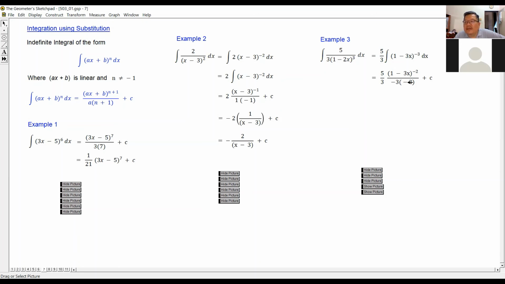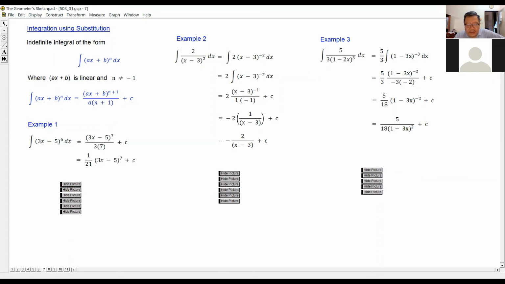So negative times negative will become positive. Negative times negative, positive 6. Positive 6 times 3, 18. The 5 here remains at the top. So you gather all the numbers first, put in front. Then this term, you write back the same. And lastly, you move this negative 2 to the bottom, becomes 1 minus 3x to the power of 2.